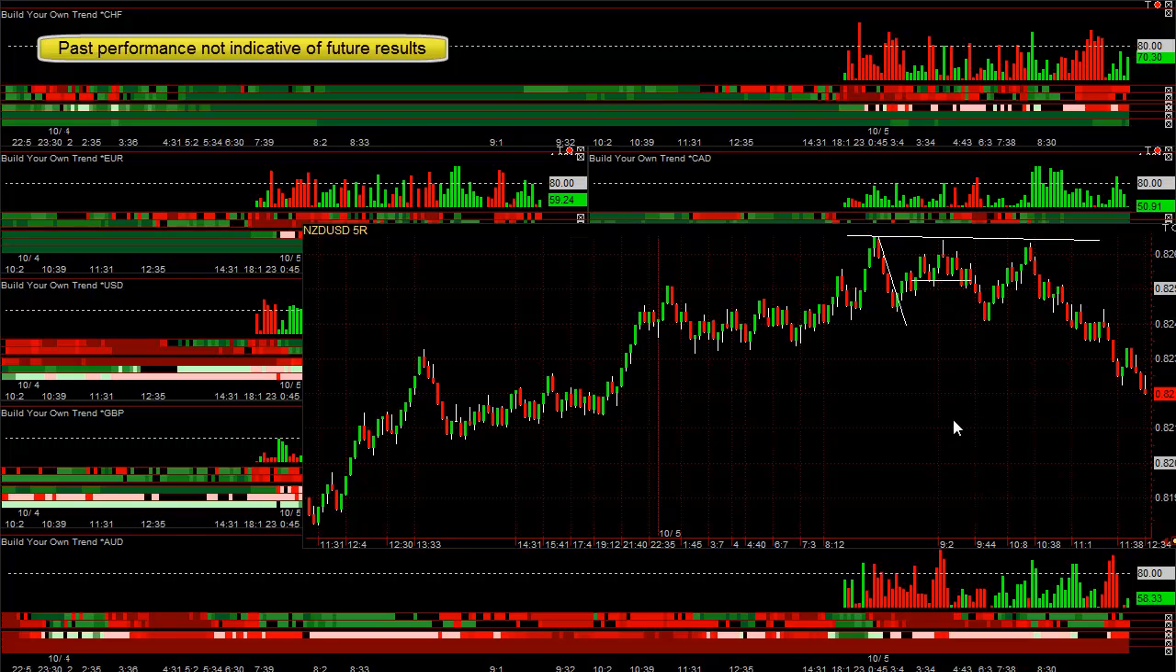And you might take a shot one more time when it pulls back, because it really has not broken the previous low here. So the trend is assumed up. You get long again right here, and it goes up another 15 pips.